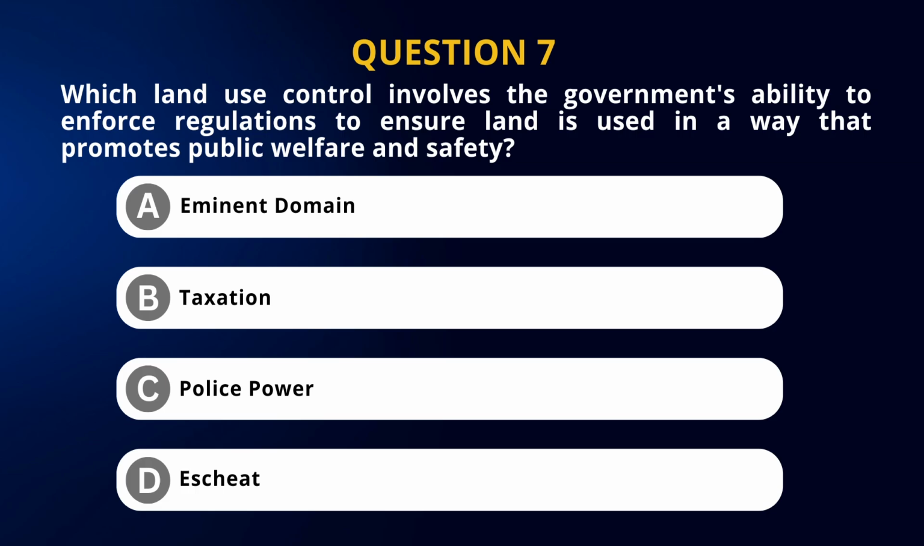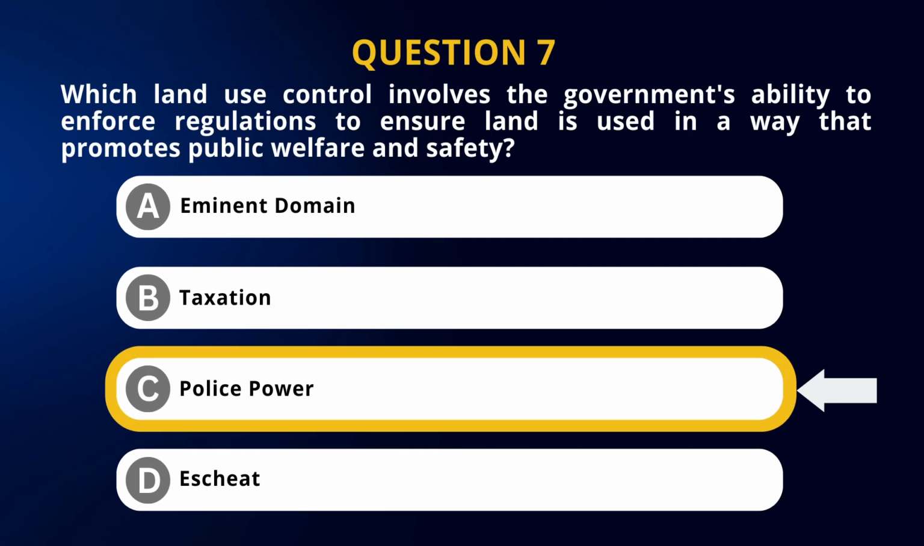Question number 7. Which land use control involves the government's ability to enforce regulations to ensure land is used in a way that promotes public welfare and safety? Letter A, eminent domain. Letter B, taxation. Letter C, police powers. Letter D, escheat. And the answer is letter C, police power.